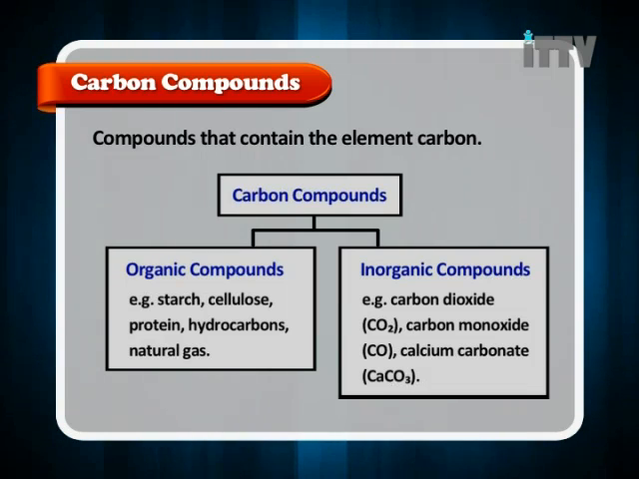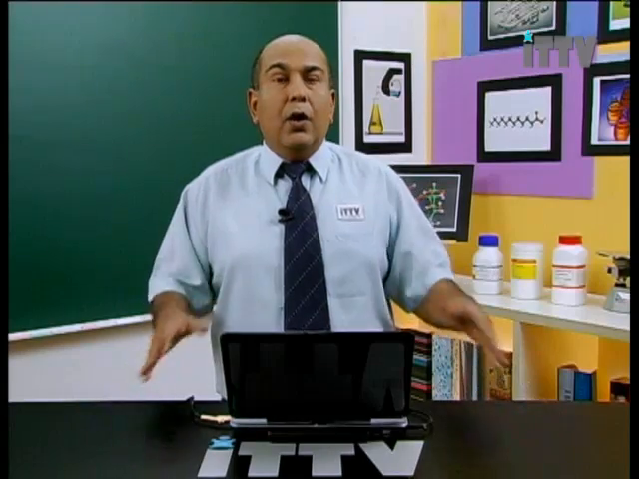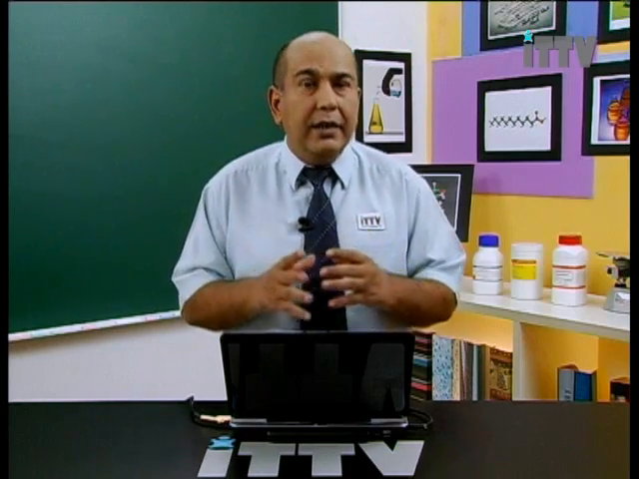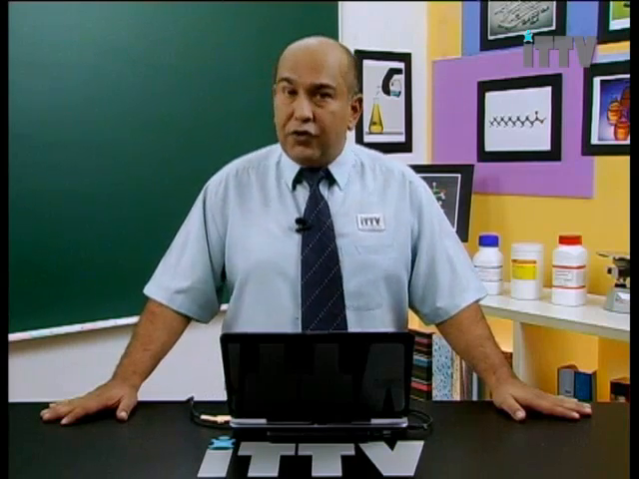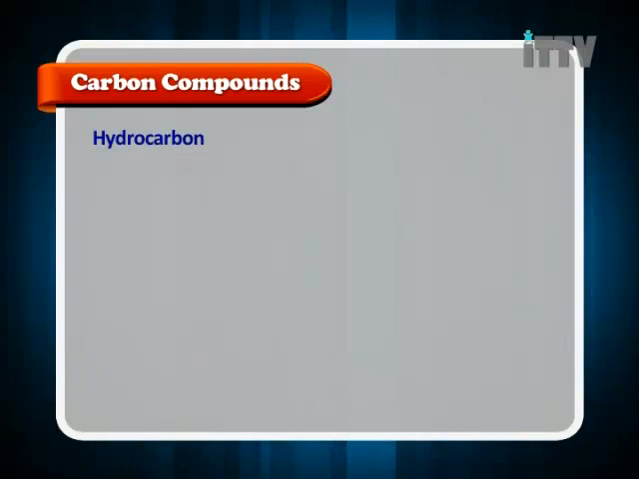Carbon compounds can be divided into two groups: organic compounds, starch, cellulose, protein, hydrocarbons, or inorganic compounds. Example, carbon dioxide, carbon monoxide, calcium carbonate. What is important to remember, which is a common examination question, is what are organic compounds? Remember, organic means they come from living things. And inorganic, the source is non-living things. Please make sure you remember this.